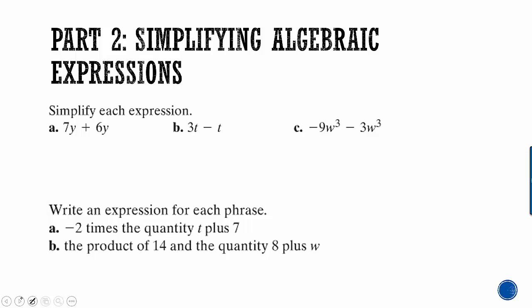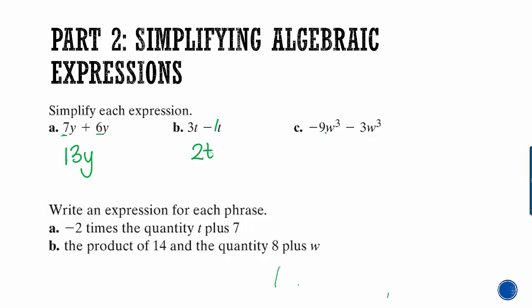So let's simplify this. If I have 7 y's plus 6 more y's, all you have to do is add the number out front. Think of this as like 7 yo-yos plus 6 yo-yos. We would end up with 13 yo-yos. We don't make it yo-yo squared, we don't change the letter, we just have 13 y's. B is a little tricky because this is like 1t. We just don't tend to write the 1. So if you have 3 toilets and you take away 1 toilet, you end up with 2 toilets.